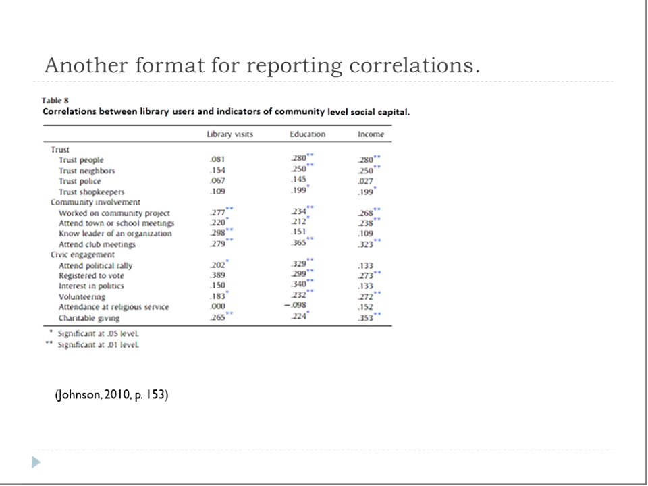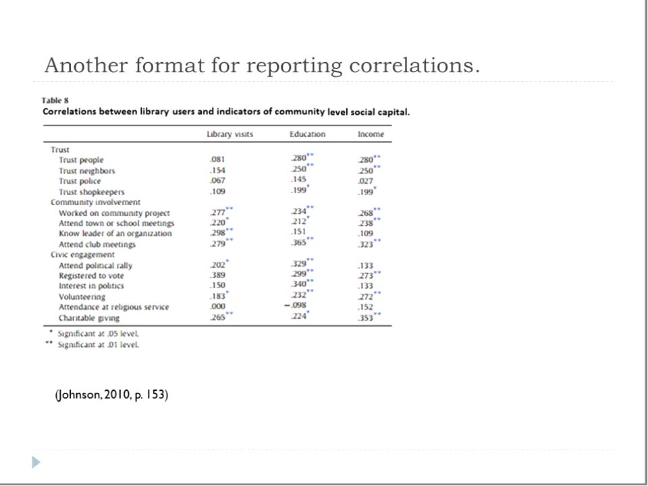Here's yet another format I found in an article for reporting correlations. And to me, this is very confusing, but let's have a look at it because there's some very interesting things going on here. Johnson did a study on correlations between library users and indicators of community-level social capital. She looked at things such as trust, community involvement, and civic engagement. Those were her questions centered upon those topics in her survey.